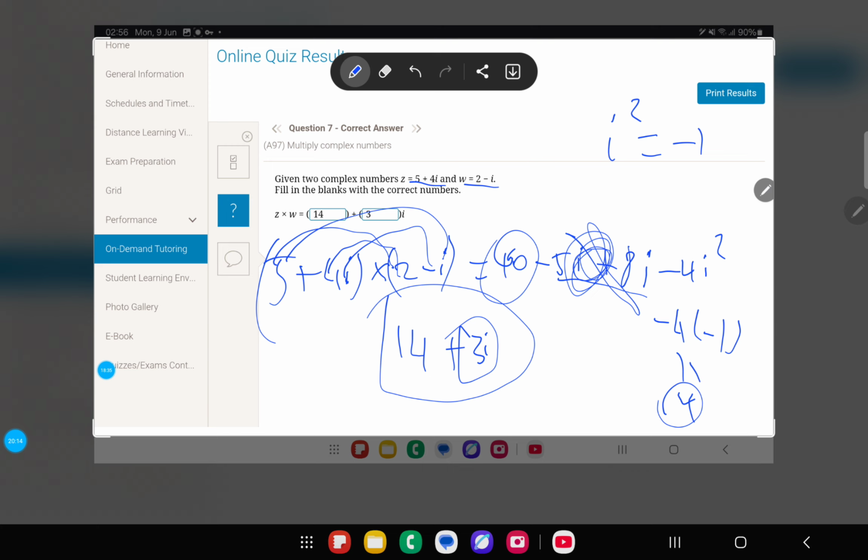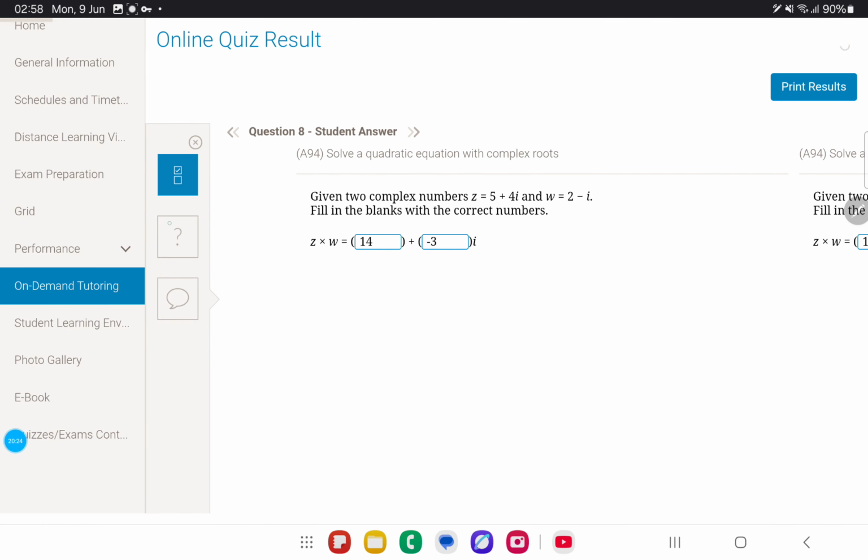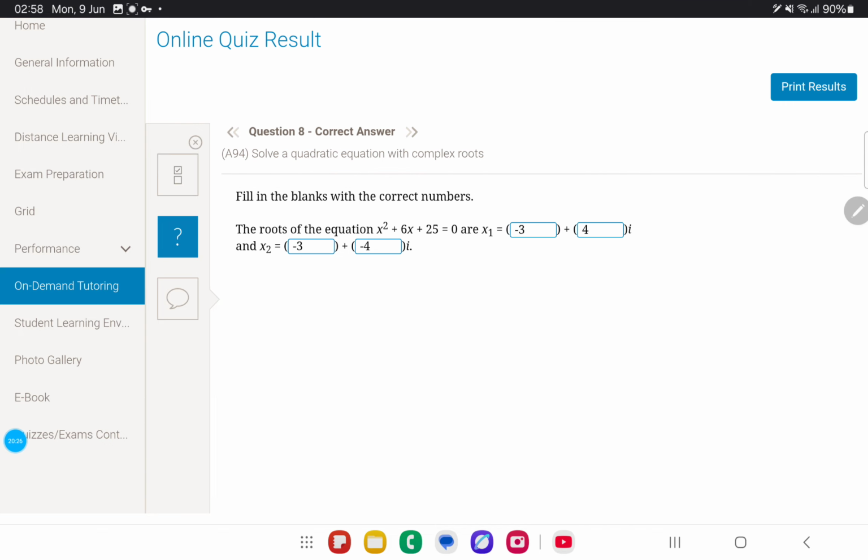So 14 plus 3i. Remember, in standard form, i is always at the end, and the real number is always at the beginning. That's how you put it in standard form if they ask you in the exam.